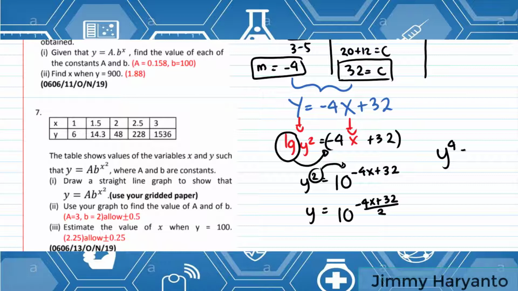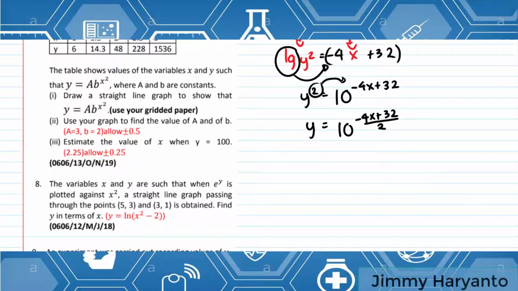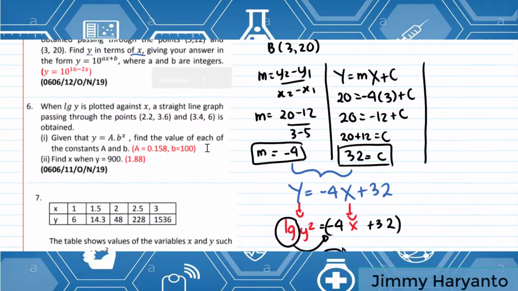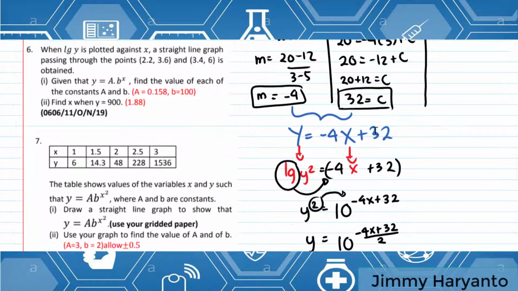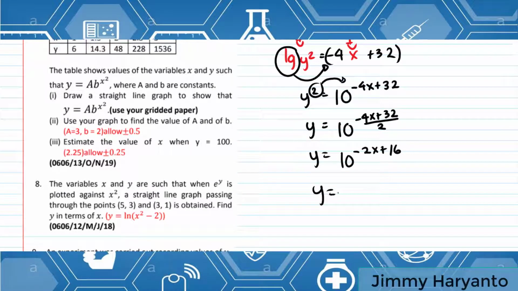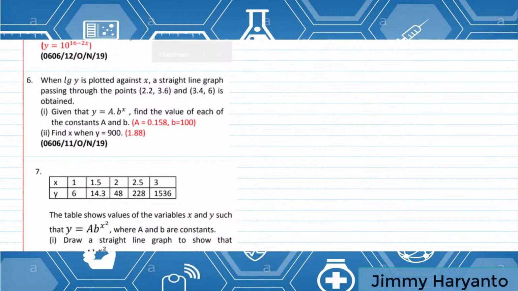So for another example, I have y to the power of 4 equals to 16. So y equals to 16 to the power of 1 over 4. Just like that. Next, I can divide them by 2. 10 to the power of negative 2x plus 32 divided by 2 is 16. So this is y in terms of x. The questions want us to get ax plus b, so we have to follow it. Y equals to 10 to the power of ax plus b. Already the same.